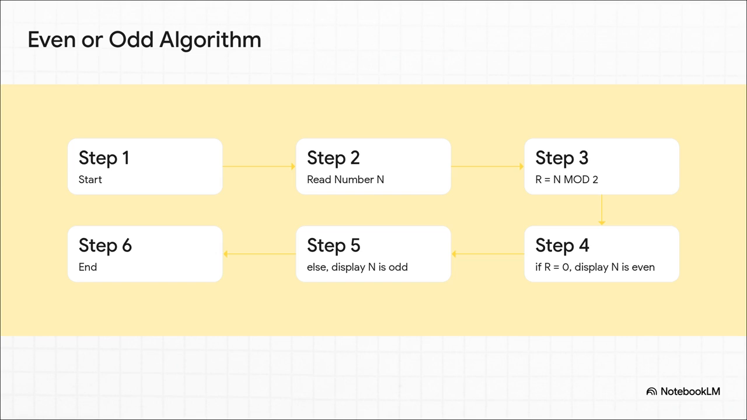We start, we grab a number, and then we do one key calculation. We find the remainder when we divide that number by 2. This idea is the core of our logic, and it's something called a modulo operation. Based on that one result, we make our decision. Every single step is perfectly clear. This is our plain English plan.